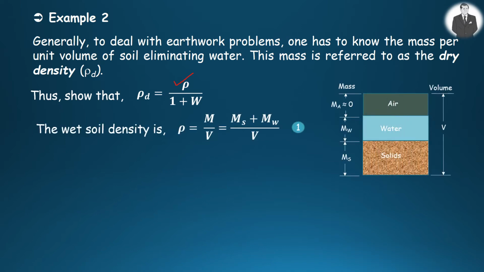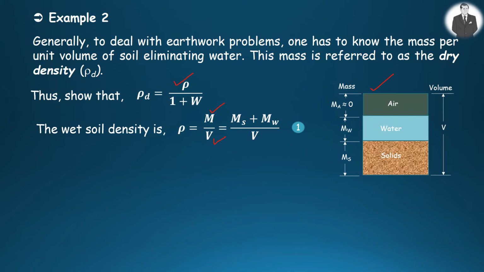As a first step, we need to remember the wet soil density, which is the ratio between the total mass divided by total volume. The mass, based on our soil physical model, as shown here, includes mass of solids plus mass of water. We ignore mass of air since it is nearly zero.